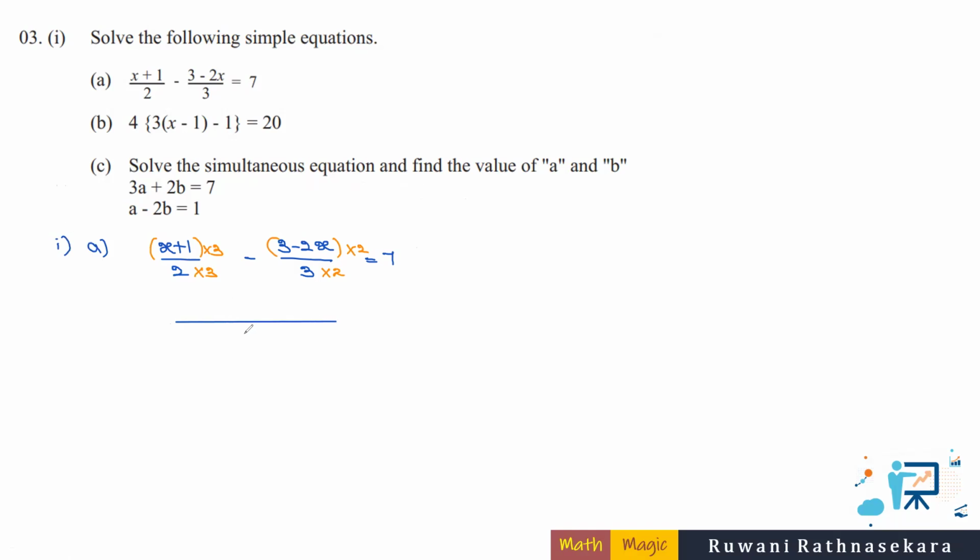And I'm not going to simplify the brackets. Firstly, I'm going to write them properly. 3 times (x plus 1), we usually write the number in front, minus 2 times (3 minus 2x) equal to 7. Now you remove brackets. 3 times x, 3x, 3 times 1, 3, minus 2 into 3, minus 6, minus into minus plus, 2 times 2x is 4x over 6 equals 7.